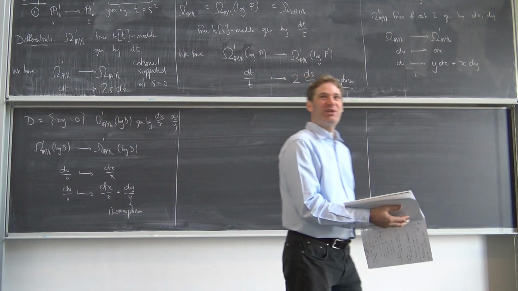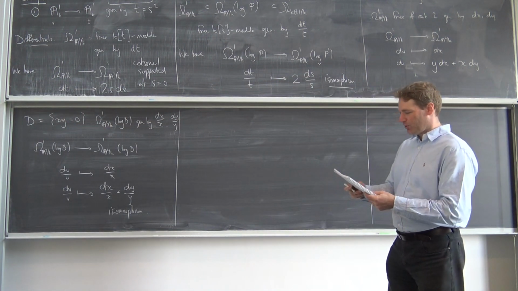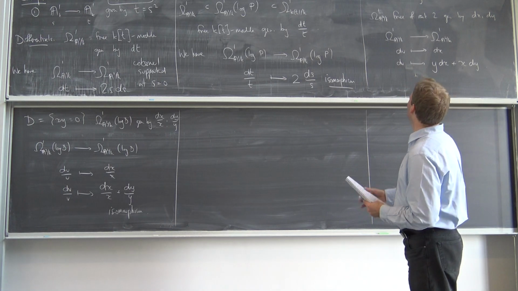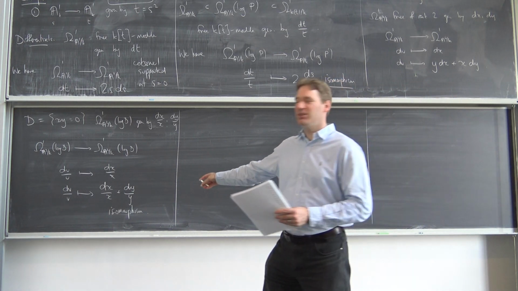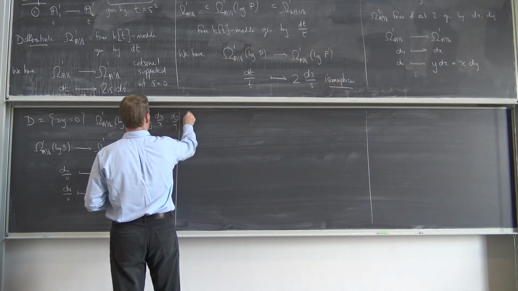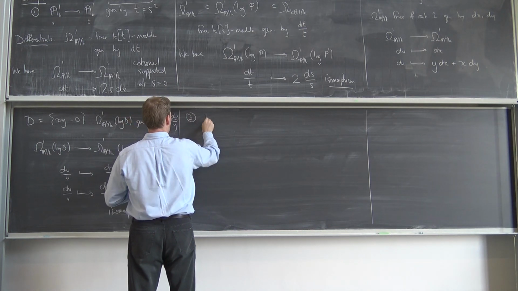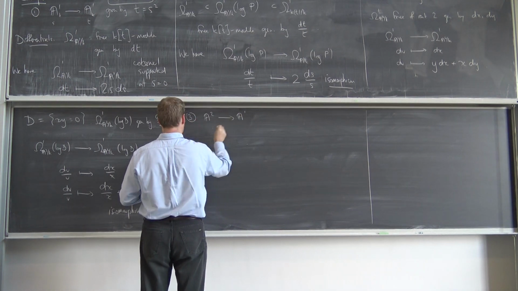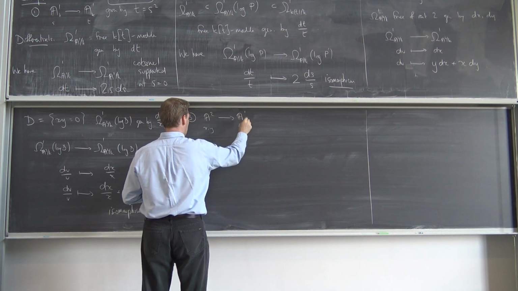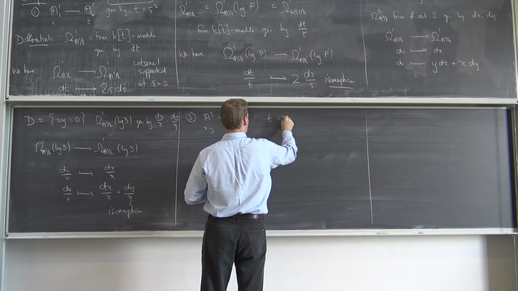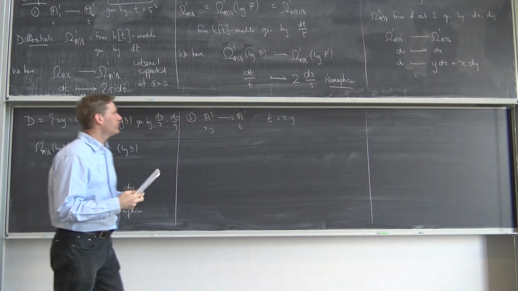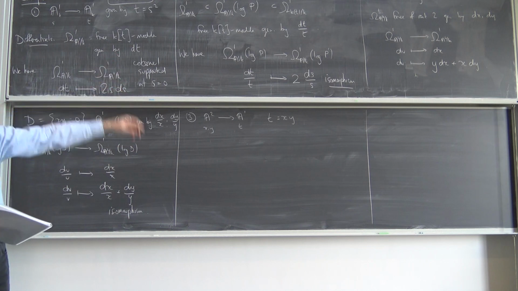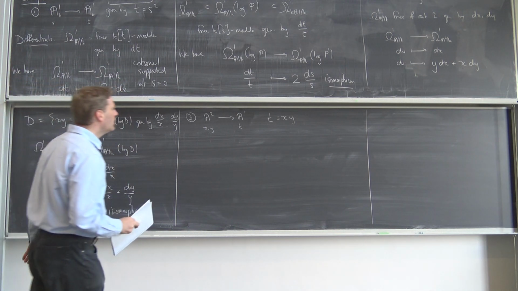Okay, so this seems like a fun trick. I want to do one more example, which is going to be relevant later, and which is very closely related to this one: the map A2 to A1, defined by t equals xy. So I can get it by doing this and then just projecting onto v.